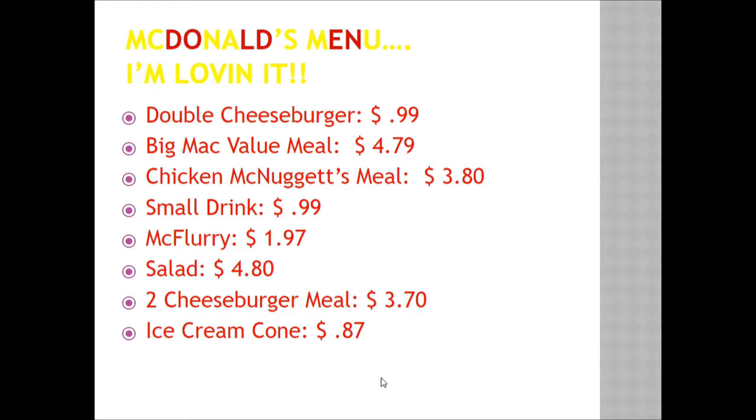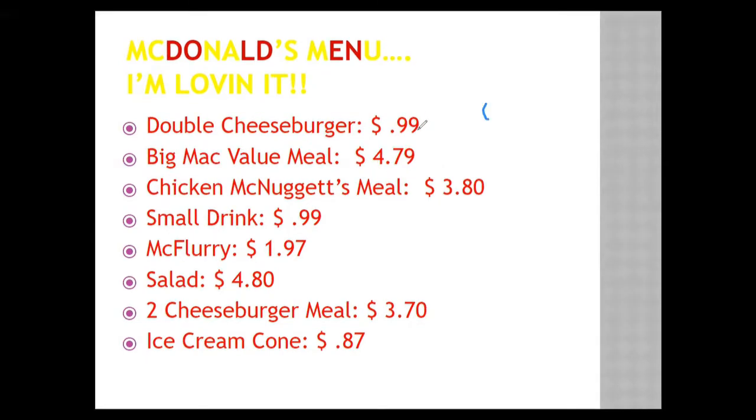And just to quickly review what we did last week, let me get my marker. When we read this 99 hundredths, we could also write that as 99 hundredths. Or if I'm looking down here at this McFlurry, 1 and 97 hundredths, I've got a whole number and a part of a whole, which would be a mixed number. I could write that as 1 and 97 hundredths. Now, one that we can focus on because we can write it a few different ways. Let's look at that 2 cheeseburger meal, 3 and 70 hundredths.